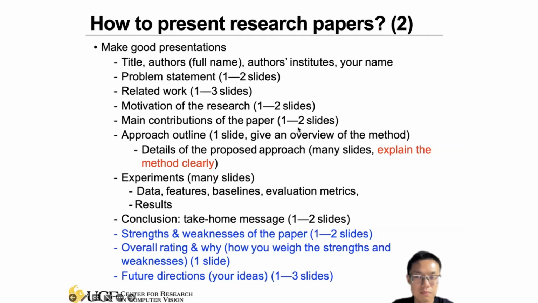Also you can put the motivation of the research: why they are motivated to do this, and why this is an important problem they want to solve in the paper. And also what you think is the main contribution of the paper. Usually in CVPR or ICCV papers, the authors will list the contributions, so you can extract some information there, or you can give your own interpretation of what you think their key contributions are in the paper.